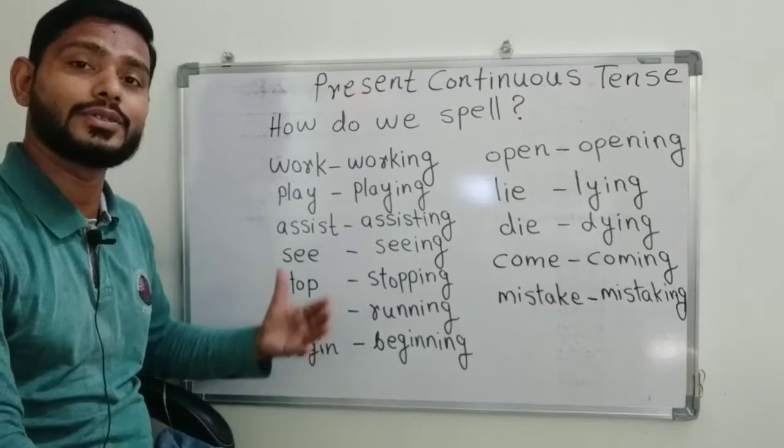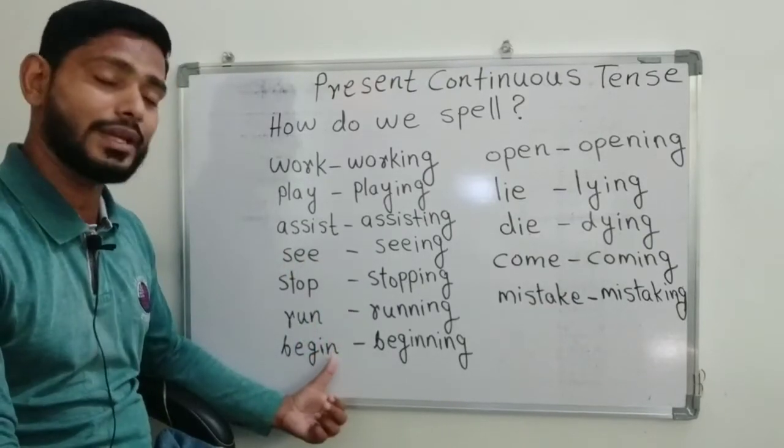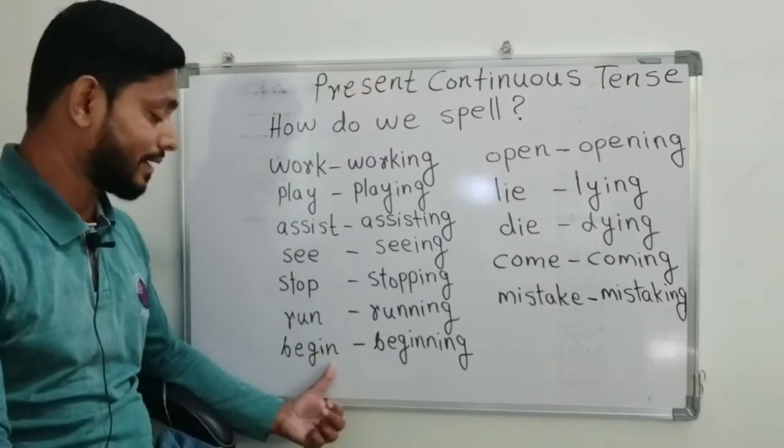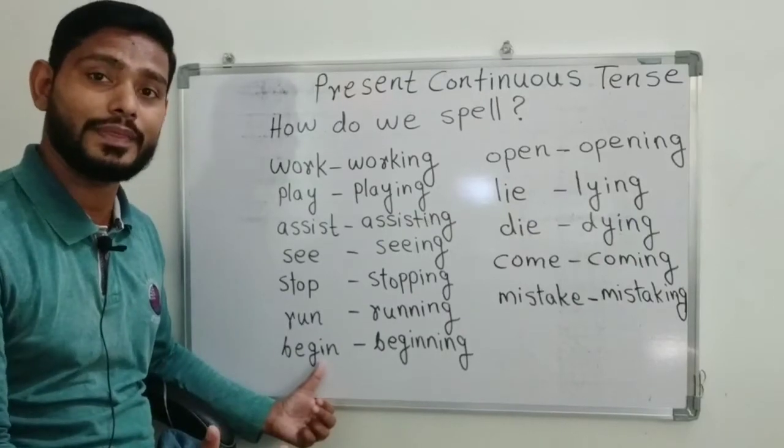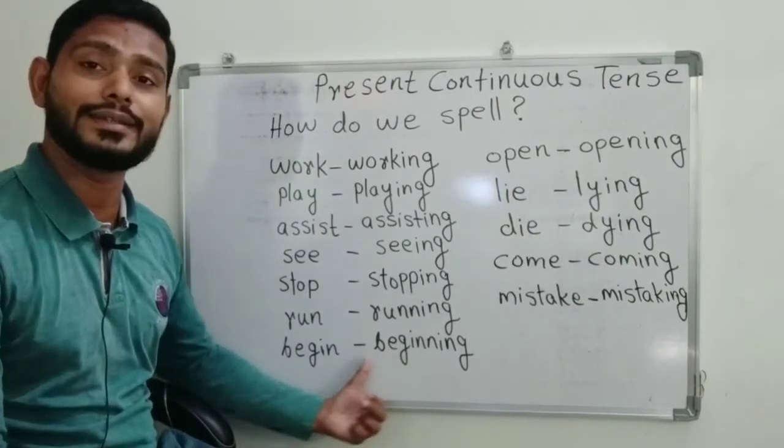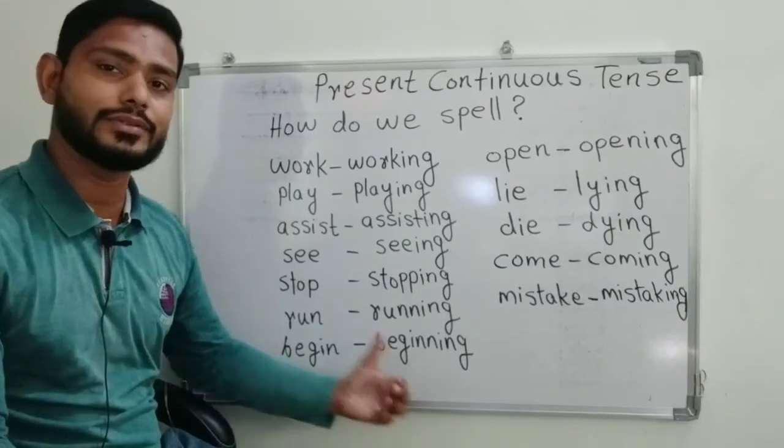Run, here it is doubled, running. Begin, here also the same rule is applied. The last letter is a consonant and the second last one is a vowel. So that's why the last letter N is doubled here, beginning. So this is a simple rule.